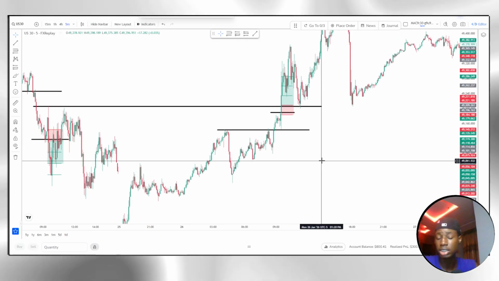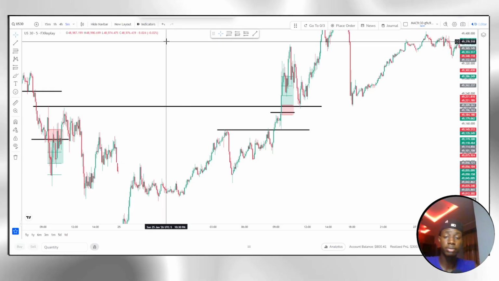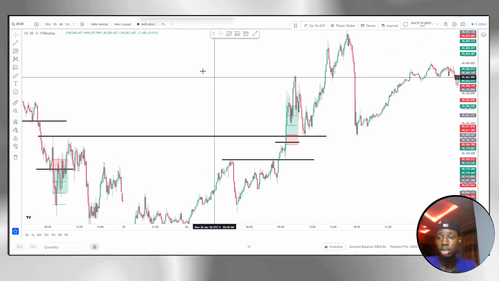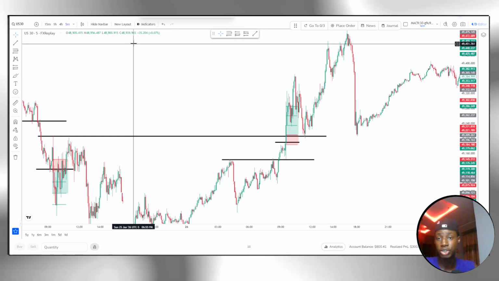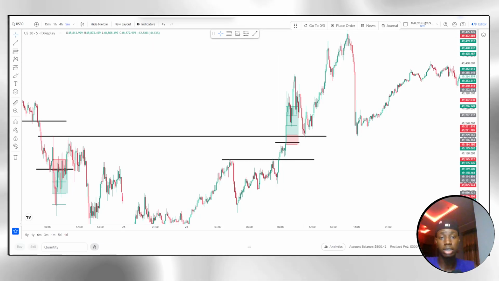That's basically it. So this is the strategy we're going to use entering February, and let's just see how it goes. I'm still going to be trading US30 because US30 is still moving way better than Nasdaq.